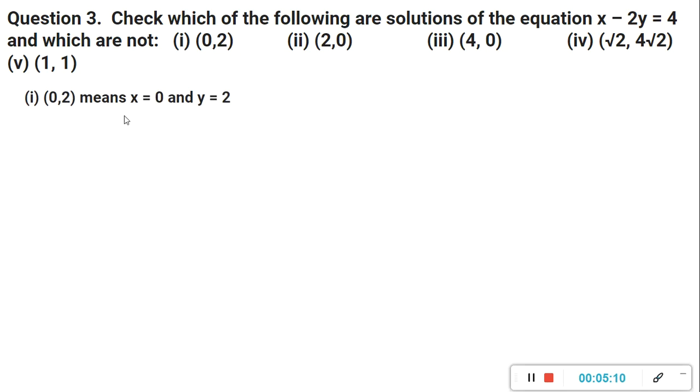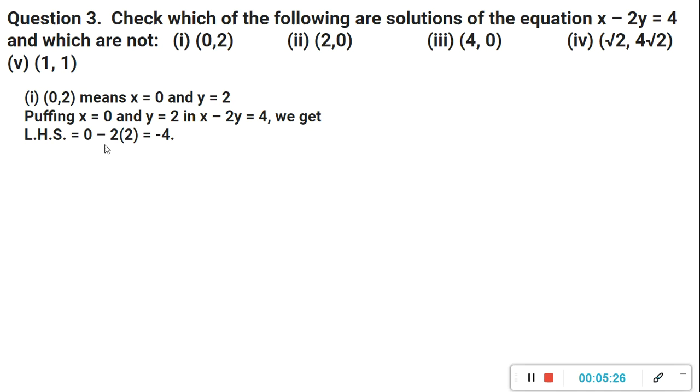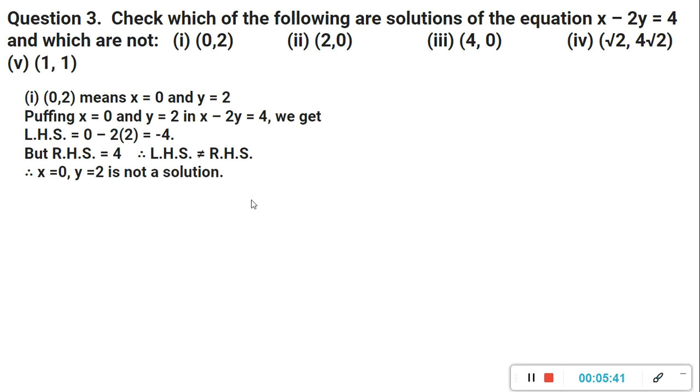Here (0, 2) means the value of x is 0 and the value of y is 2. So we can put the values in the equation, that is x minus 2y. So x is 0 and minus 2 into 2. On the LHS, what are we getting? 0 minus 2 into 2, that is equal to minus 4. And in the RHS, what is the answer? 4. Here x minus 2y is equal to 4. So LHS is not equal to RHS. So this solution is not correct, right?